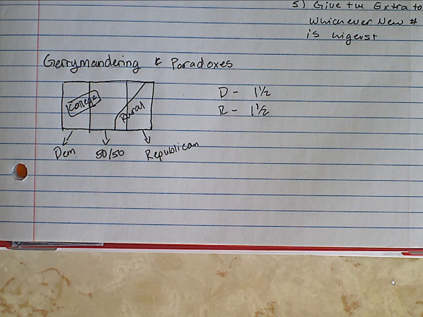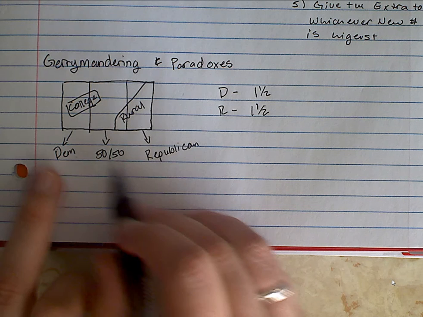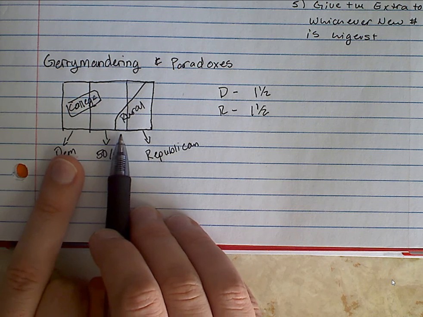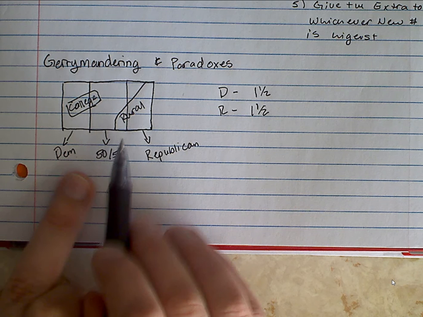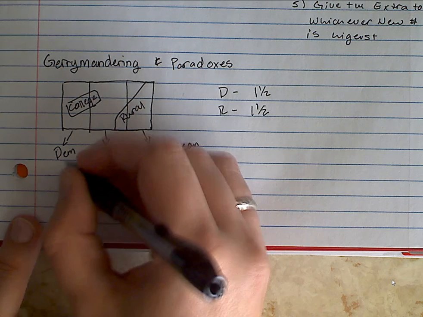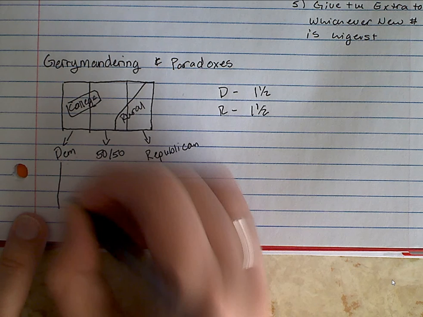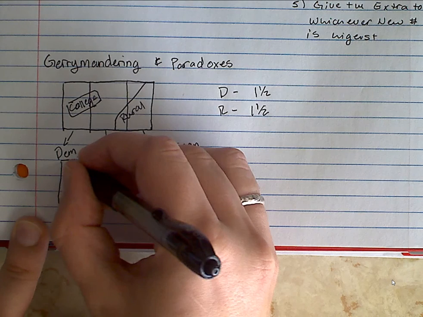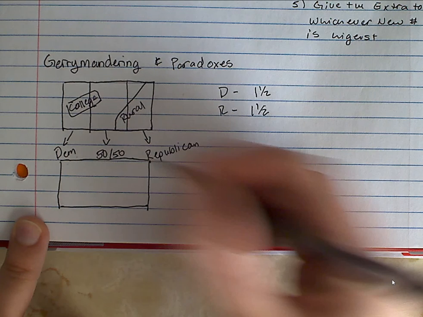So what I could do, if I wanted to, is redraw the boundary lines here to give either the Democrats or the Republicans more power in these districts. So if I wanted to, I could redraw the lines. Let me show you what it would look like, so that the Democrats could have more power. And if I did that, I've got this rural area right here.